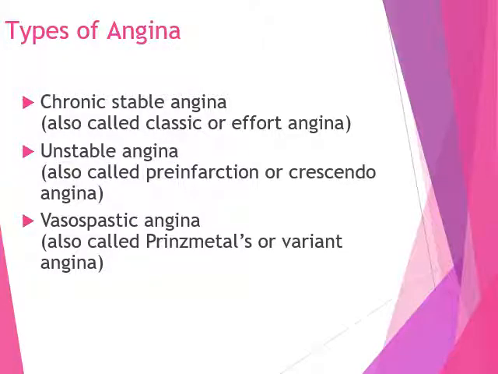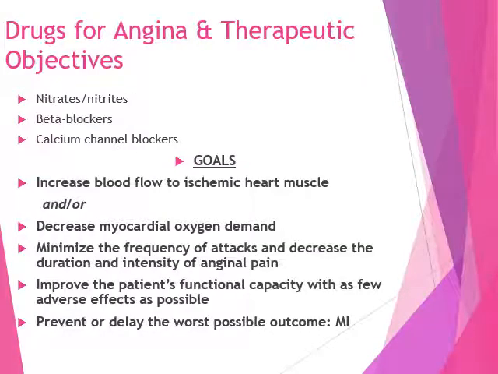So there are different types of angina. We have chronic stable angina, which is also called classic or effort angina. Unstable angina, also called pre-infarction or crescendo angina. And then vasospastic angina, also called Prinzmetal's or variant angina. Drugs for angina and therapeutic objectives include nitrates, beta-blockers, and calcium channel blockers. I am going to go over and lecture on all the hypertensive medications in class this coming week.